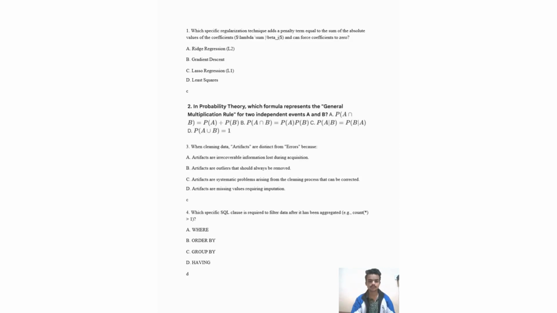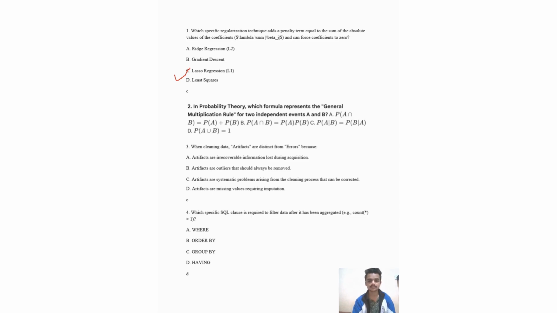Question 1. Which specific regularization technique adds a penalty term equal to the sum of the absolute value of the coefficients, lambda times sum of beta j, that can force coefficients to 0? So the answer will be lasso regression, we all know that, right?